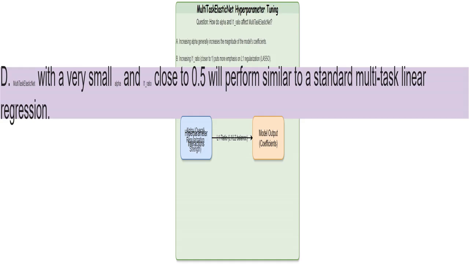This highlights that alpha and L1 ratio don't work in isolation. They interact to determine the final model behavior. For instance, a large alpha will always lead to smaller coefficients, regardless of the L1 ratio's value. Understanding these interactions is key to properly tuning this model.